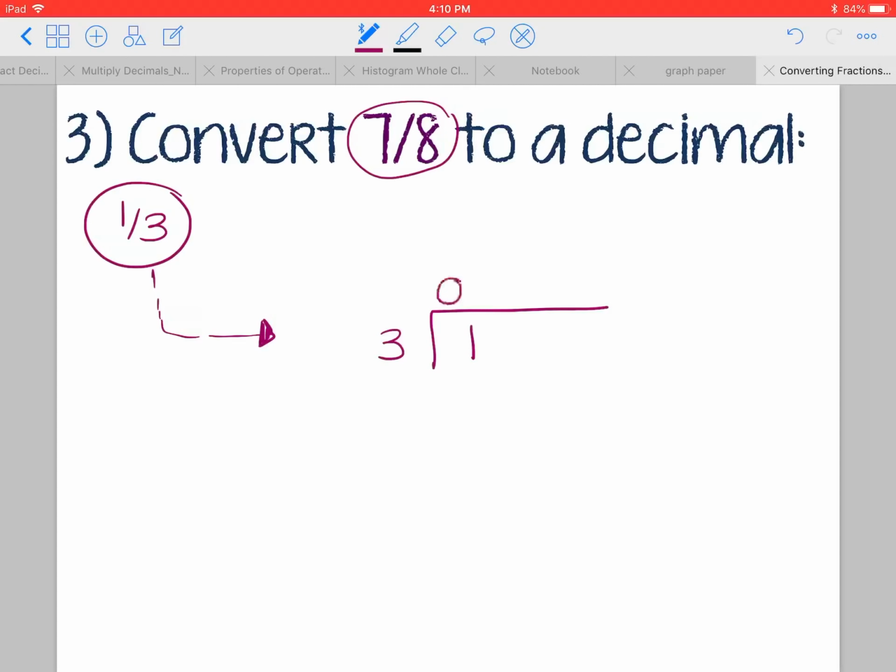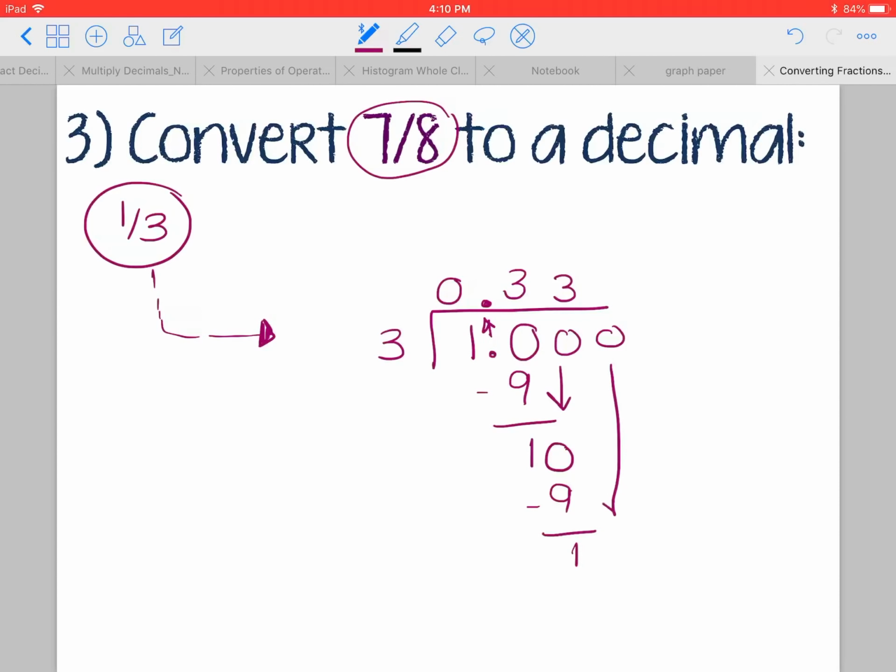3 goes into 1 0 times. We got to bring our decimal point up and into the quotient. 3 goes into 10 3 times. We get a 9. And we subtract and we get a 1. Add a 0, drop it down. 3 goes into 10 3 times. 3 times 3 is 9. Subtract and we get a 1. Add a 0, drop it down.